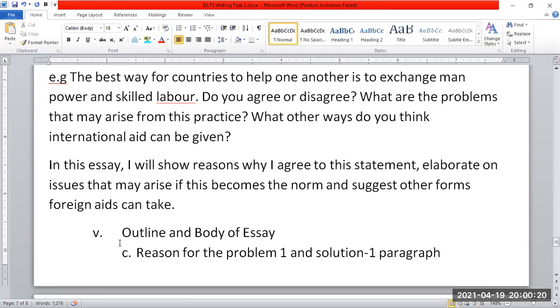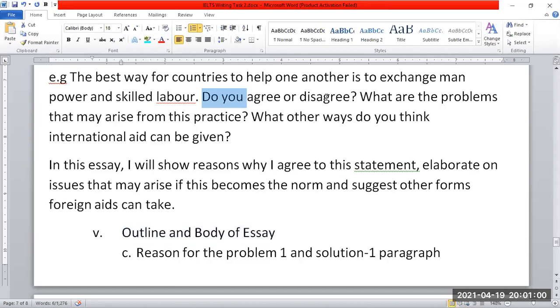Same thing. All right, so now your outline of body, of course, here. Now, I've said before now that in this essay, I will show reasons why I agree to this statement. Okay, that's not too correct. So now, okay, these statements come up. All right. So now here, your outline must put into consideration seriously what is being said in the question.